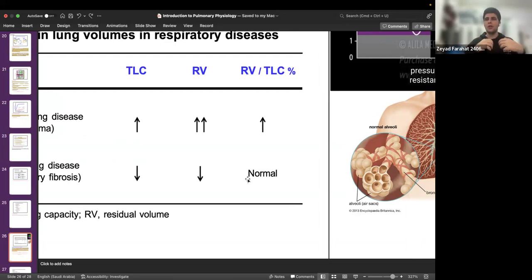But in the obstructive lung disease, we said that the alveoli collapse on themselves and they can't breathe that air out. So the residual volume increases more than even the total lung capacity increases. So we get that the RV over the TLC value increases as well.